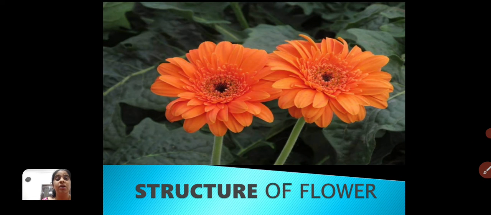Today we will do the structure of the flower. Flower is a very beautiful part of the plant. It is used in our daily life for puja, for decorations, for wedding varmalas, etc. But it is not only a beautiful part of the plant, it is also the reproductive part of the plant. So let's see the structure of the flower.